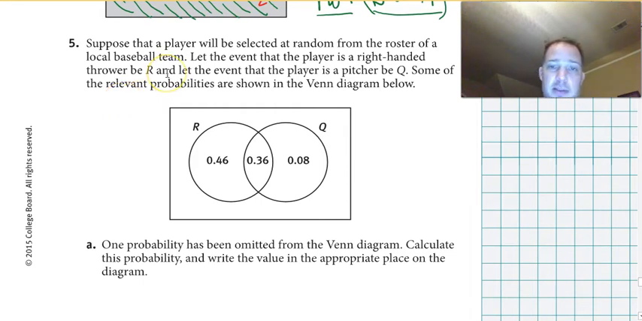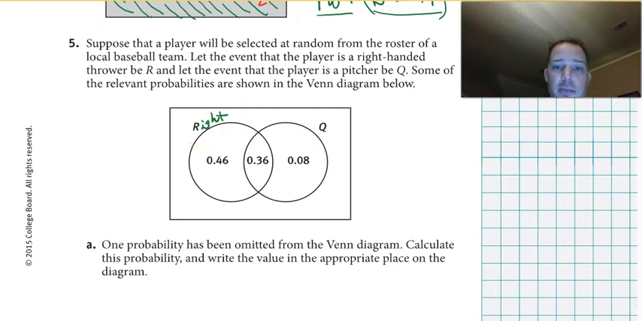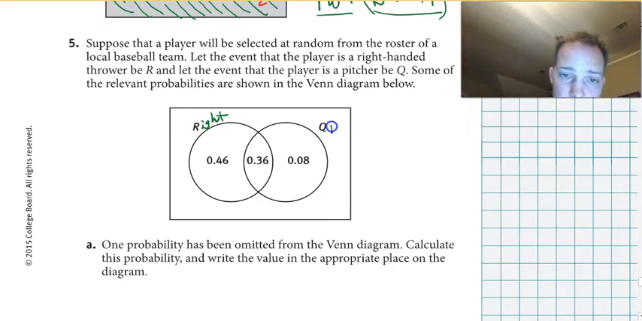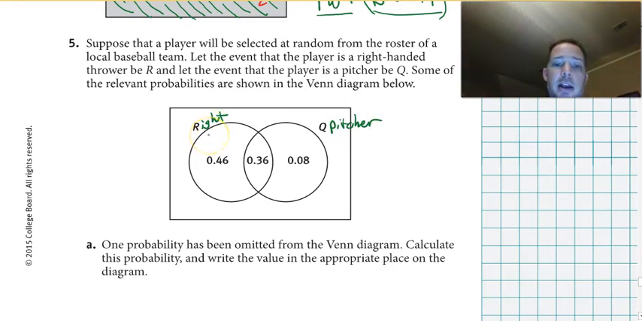Suppose that a player will be selected at random from the roster of a local baseball team. Let the event that the player is a right-handed thrower be R, and let the event that the player is a pitcher be Q. Oh, I guess they wouldn't use P, so pitcher. So you could have outfielders that are right-handed, or you could have pitchers that are left-handed. So obviously there's some overlap. You could have some right-handed pitchers there as well.